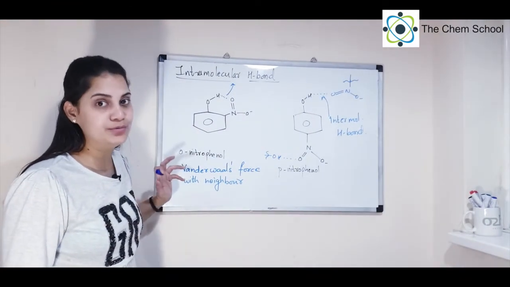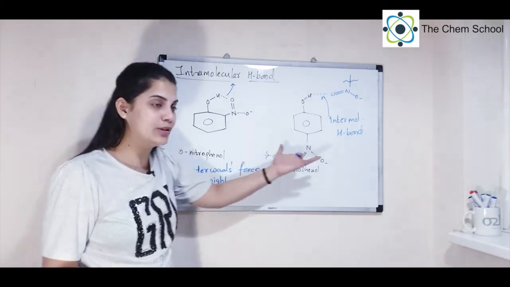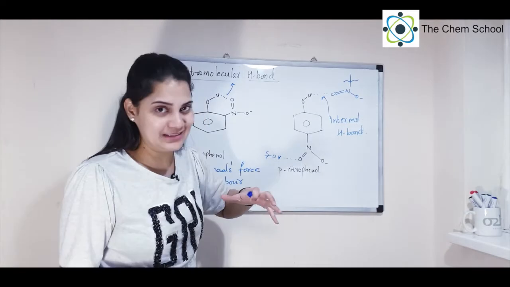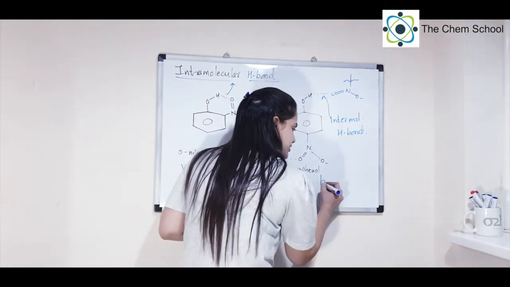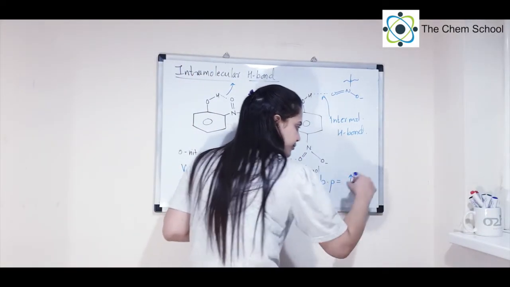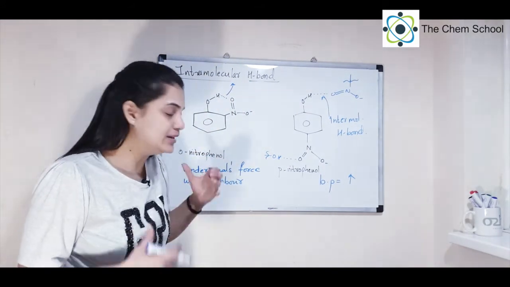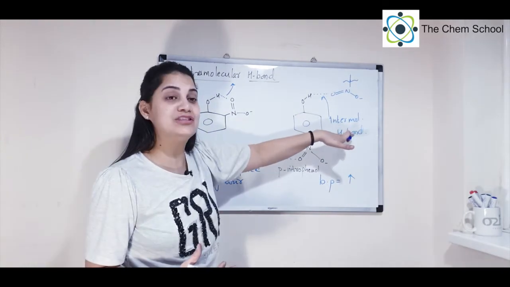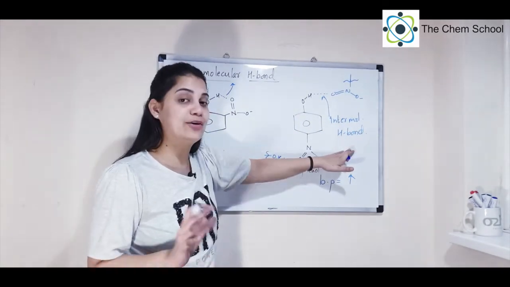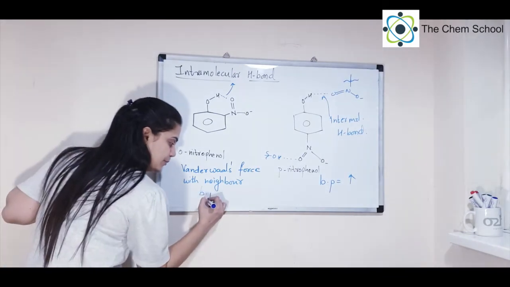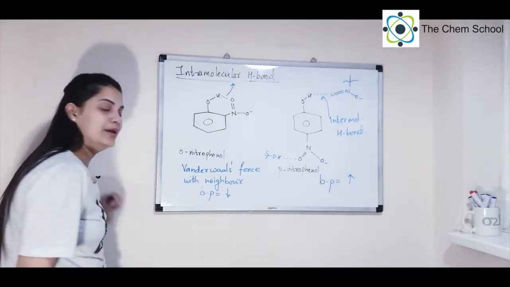So which one is going to be stronger? Definitely this one, because this is H bonding. That is the reason the boiling point of this compound is going to be more. Whenever you have this para effect, the one which has intermolecular hydrogen bonding will have a higher boiling point compared to the other. The boiling point of the ortho molecule is going to be less.